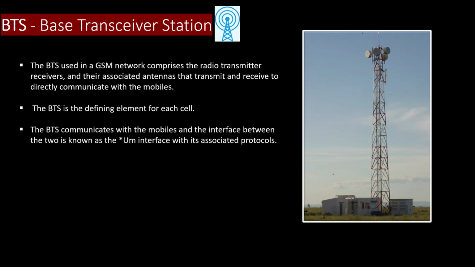BTS, Base Transceiver Station. The BTS used in a GSM network comprises the radio transmitter receivers and their associated antennas that transmit and receive to directly communicate with the mobiles. The BTS is the defining element for each cell. The BTS communicates with the mobiles and the interface between the two is known as the Um interface with its associated protocols. I have star marked the Um and other interfaces here. They will be discussed from the next slide in GSM interfaces.